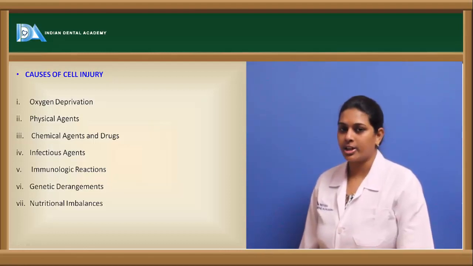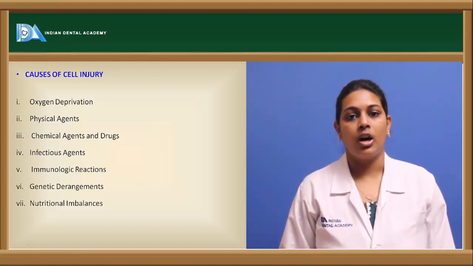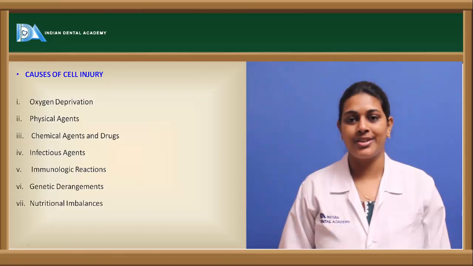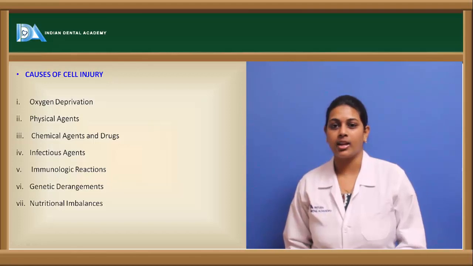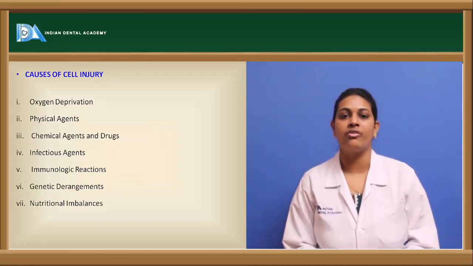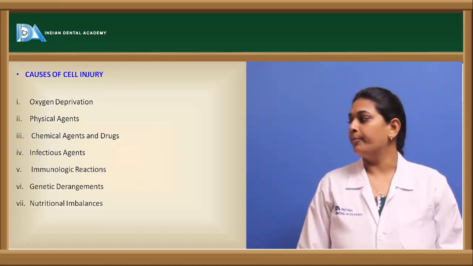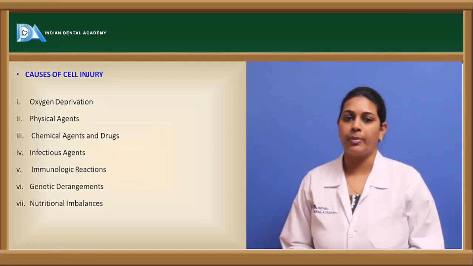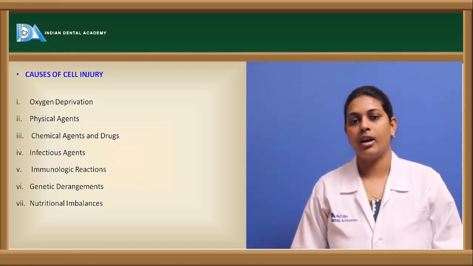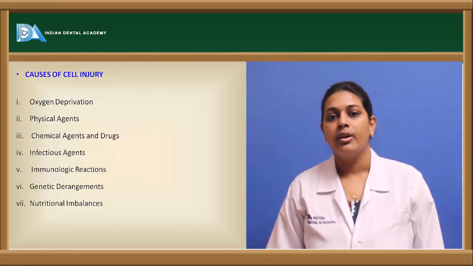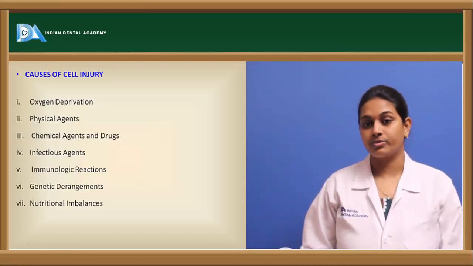Coming to genetic derangements, as already explained, any translocation in the chromosomal arms between chromatids can result in genetic derangements. Sickle cell anemia can also be an example, where it is because of a derangement at the molecular level in the human body. And coming to nutritional imbalances, it could be because of inadequate intake of vitamins, as already illustrated with vitamin D, which causes rickets in children and osteomalacia in adults.